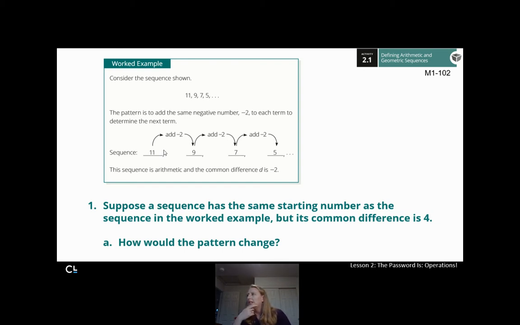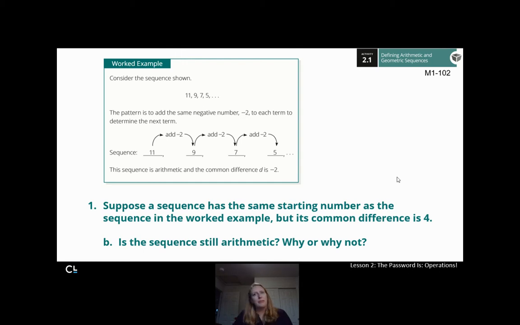Well, when we were adding the negative 2, our sequence was decreasing, wasn't it? But if my common difference is now 4, if I'm adding a positive 4, then my sequence is now going to increase by 4. So instead of decreasing by 2, my sequence is now going to increase by 4. So it would definitely be a different pattern, wouldn't it?